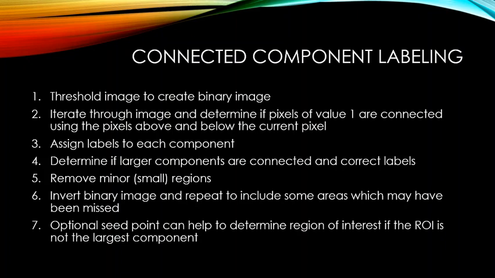Another step that can be done, but doesn't necessarily always need to be, and we ended up doing it, is to invert the binary image and repeat the process to include some areas in the region of interest that may have been excluded the first time around. There is also an option to include a seed point in your connected component labeling, which automatically associates a region that you know to be a region of interest as a component that you're interested in.